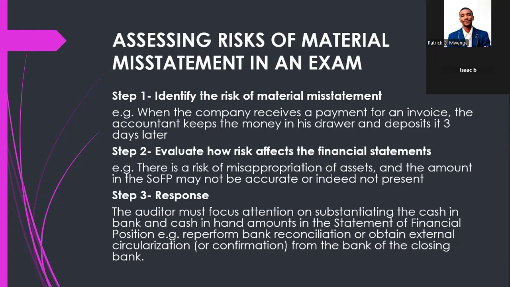So now, how do we respond to that particular risk? As an auditor, we must focus attention on substantiating the cash in the bank and the cash in hand amounts in the statement of financial position, because in the statement of financial position, we've got cash in hand as well as cash in bank. So now we need to substantiate. How do we substantiate? We need to go to the client's business. We ask them for their books.